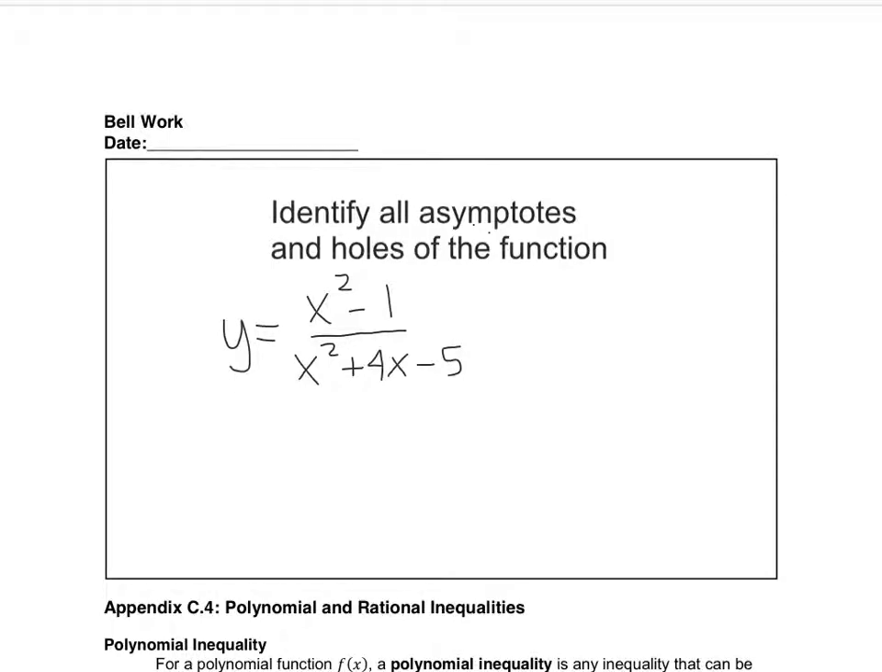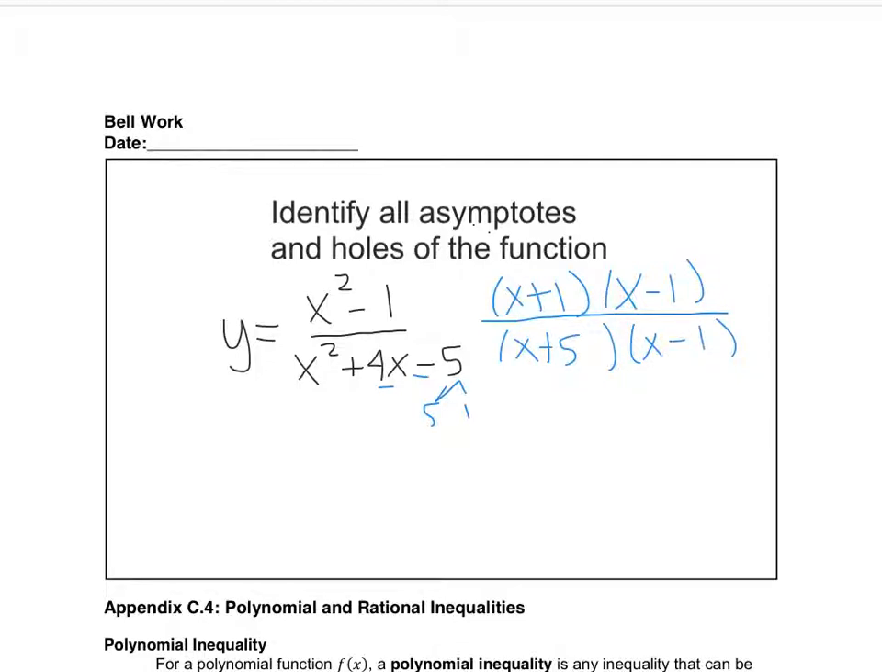So to begin, we're going to factor the top. That is a difference of squares, so x plus 1, x minus 1, over... factor the bottom, that's going to become... break down the factors of 5 that subtract to 4. So positive 5, negative 1. And now that we have it factored, if you notice, the x minus 1 on top cancels with the x minus 1 on bottom.